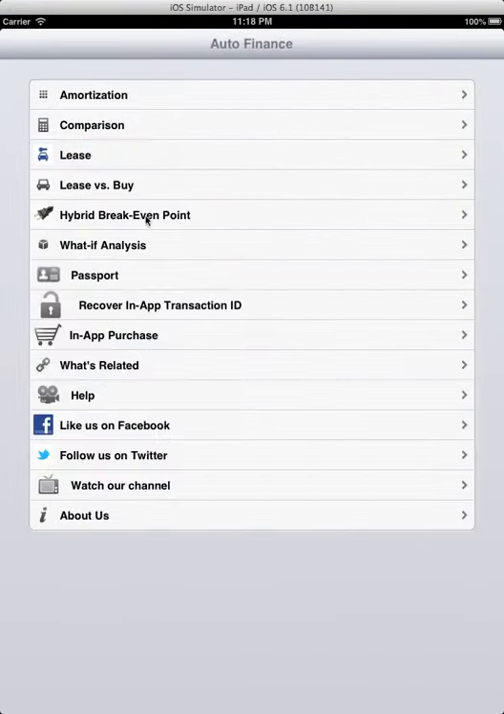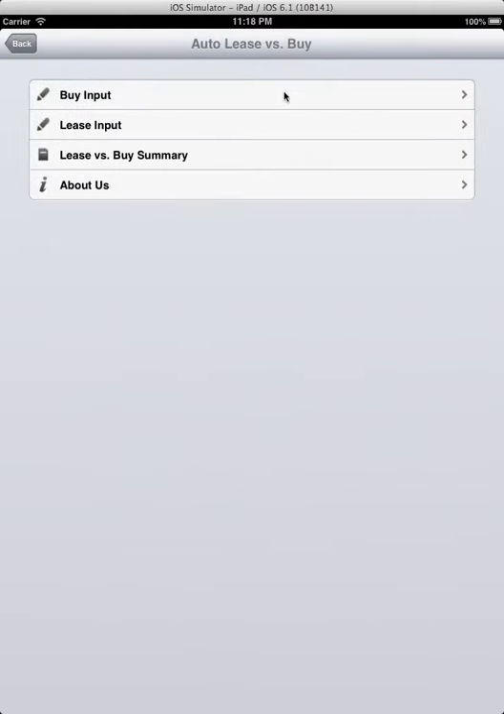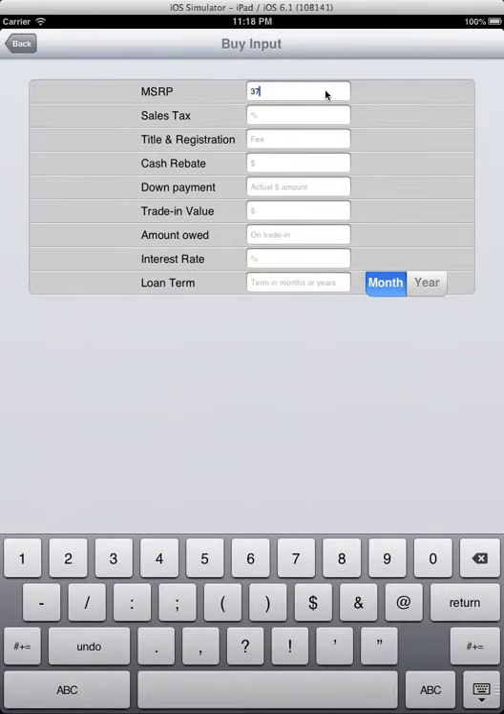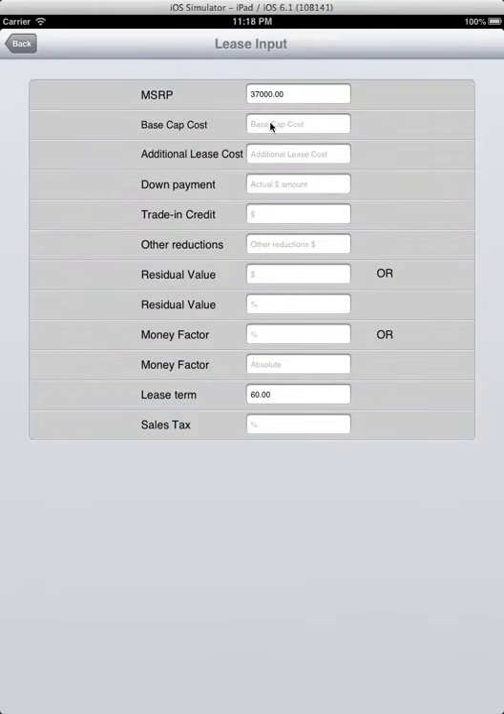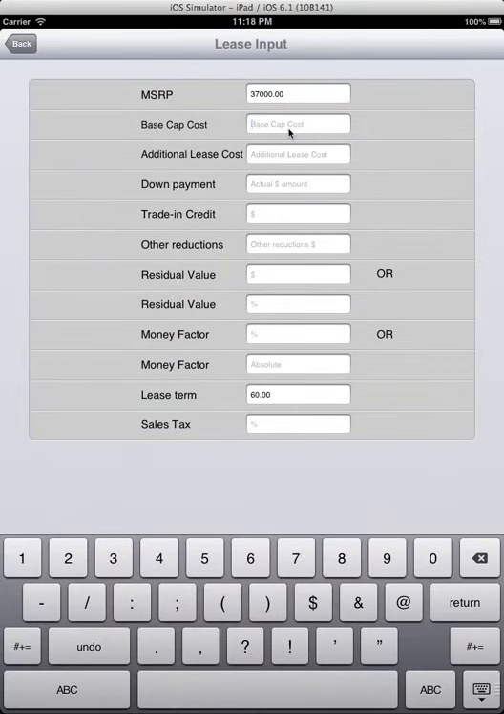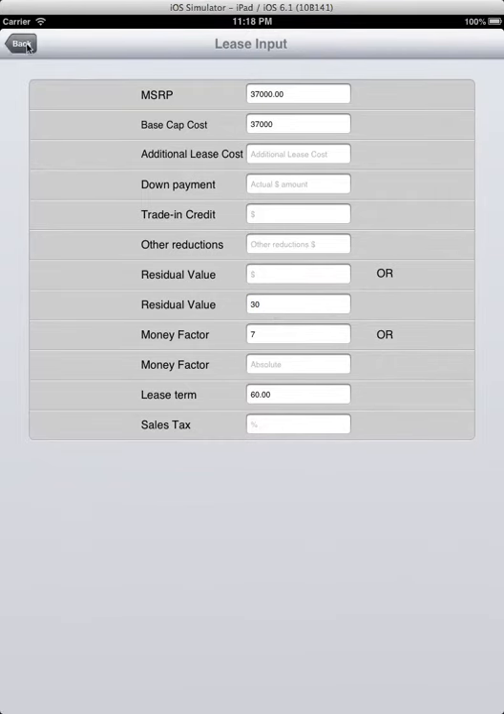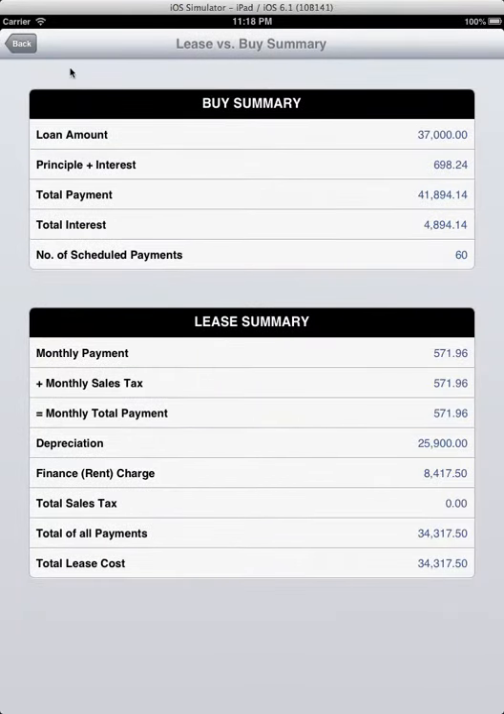Okay, that's that. And lease versus buy, when that makes sense, 37,000, 5.5-year term, and we will consider the lease. Say base cap cost is 37,000, and money factor is 7%, residual is say 30%. Okay, here's the comparison.